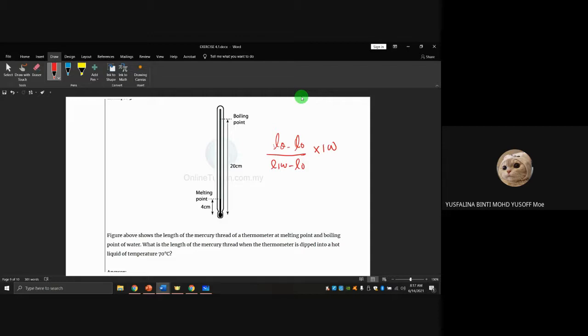Don't send me the image files. I don't want that because it's hard for me to mark. I need to convert it. So just convert directly to PDF. You can use CamScanner. You can download it in the Play Store.